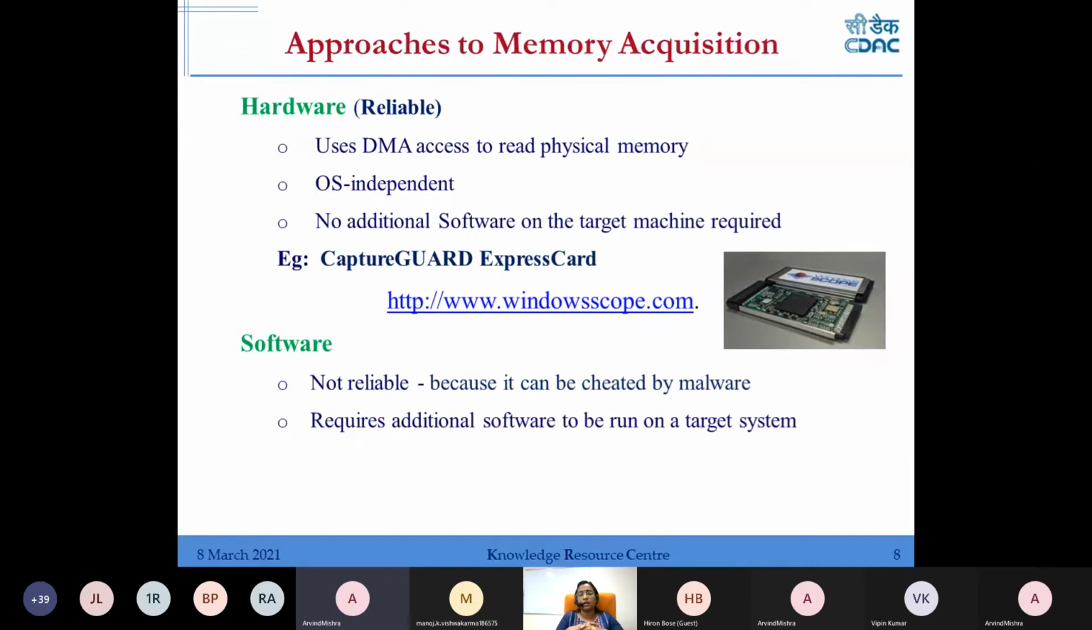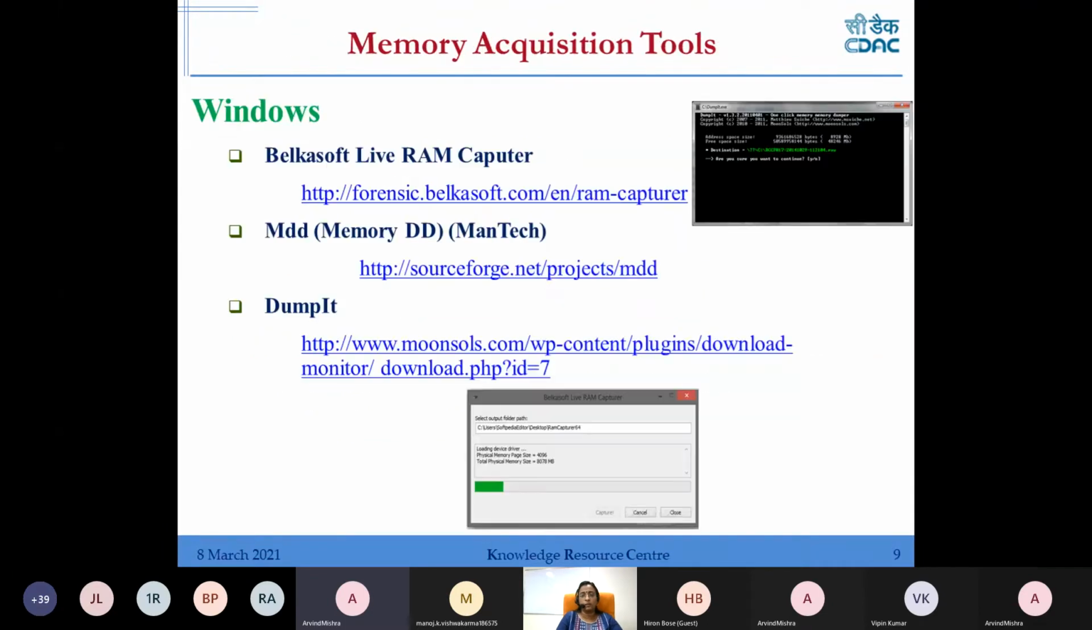There are some hardware approaches as well, but they are not flourishing because they have many disadvantages. It's not an updated technique. So most often memory acquisition happens with the help of software. With Windows, there are some memory acquisition tools: the Belkasoft Live RAM Capture, MDD, and Dumpit. In our session, I will introduce both MDD and Dumpit.